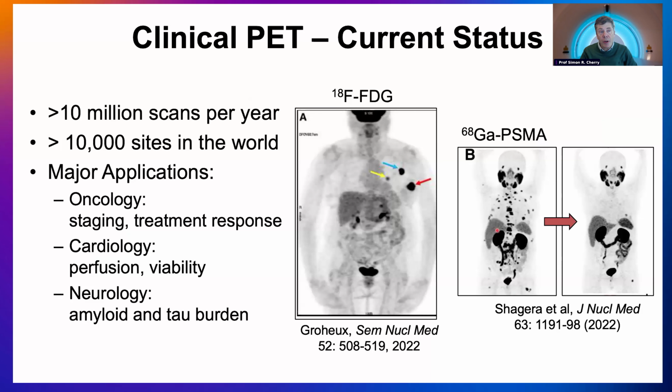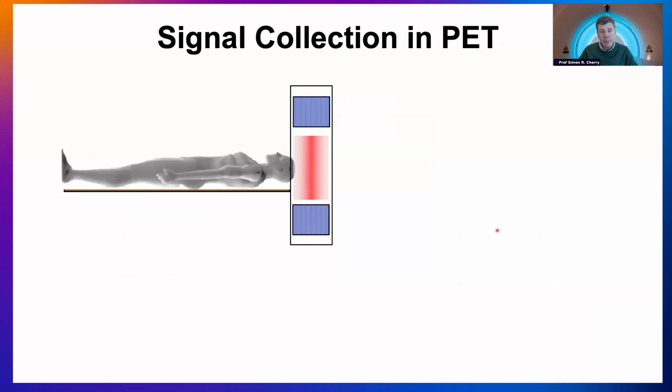Major applications are in oncology for staging, initial staging of cancer, and then monitoring response to treatment. And examples of those are shown in the image panels A and B on the right-hand side. There's also applications in cardiology and growing applications in neurology, particularly in Alzheimer's disease, where we have radio tracers specific for measuring amyloid and tau burden.